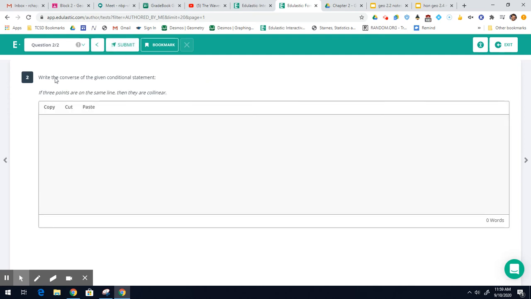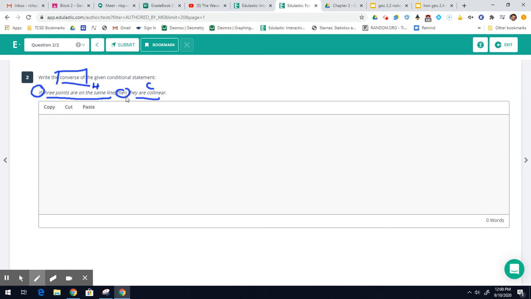And then the next one says, write the converse of the given conditional statement. And here it is. If 3 points are on the same line, then they are collinear, right? So we're writing a converse. So remember, a converse is where you exchange the hypothesis and the conclusion. So here's the word if. There's my hypothesis. There's the word then. There's my conclusion. So we're just going to swap them.